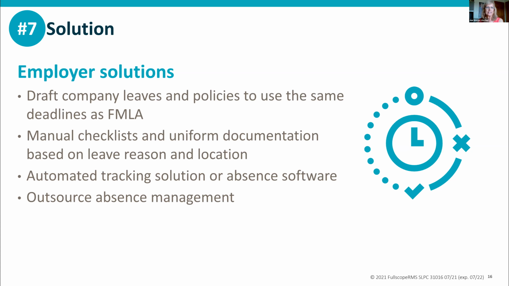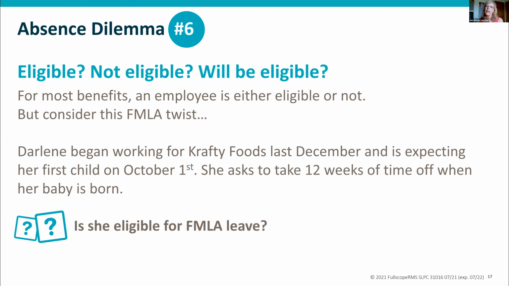Number 6, eligible, not eligible, or will be eligible. So I think a lot of us are very comfortable with figuring out whether somebody is eligible for, say, an STD benefit right at the get-go, right? There's going to be an eligibility requirement, they have to be an active employee, whatever the requirements are in the policy, and you make that determination, and they're either eligible or they're not.